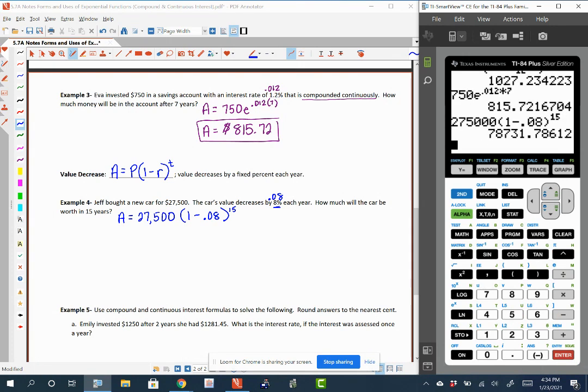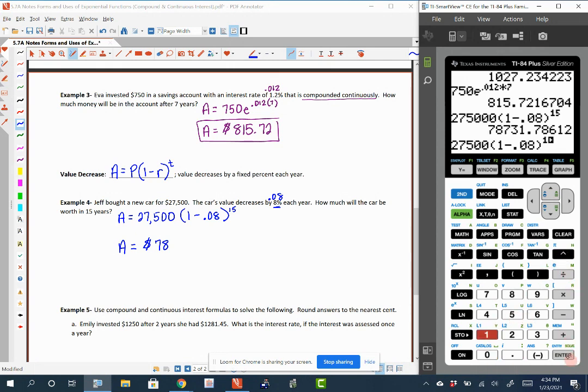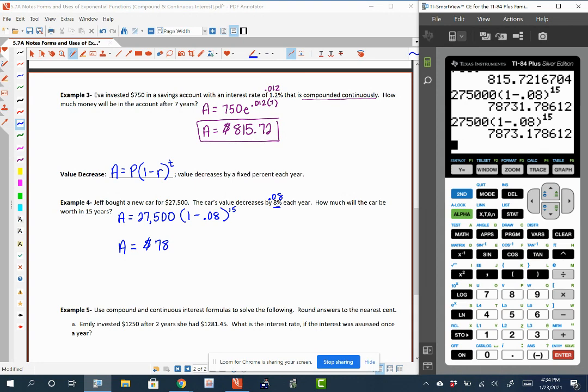So according to this, if we bought a car, after 15 years it's going to be worth about $7,800. Whoops, I just realized I think I put too many zeros. Let me do this again really quick. Let's see, 27,500, and then in parentheses, 1 minus 0.08 to the 15. Oh yeah, that's better, because my last one would have appreciated and it was supposed to depreciate.